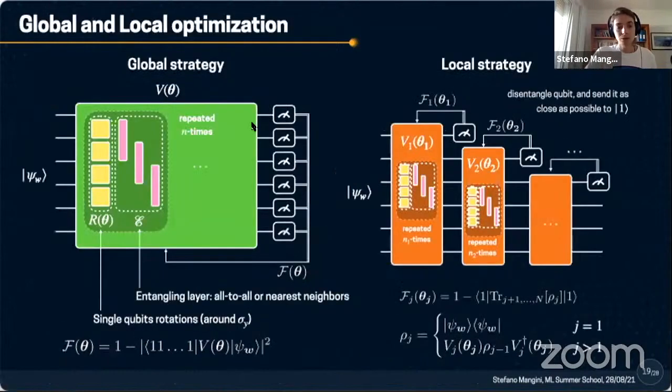In particular, what we did is to study two possible optimization strategies. The first one uses a global strategy, and the second one uses a local strategy.